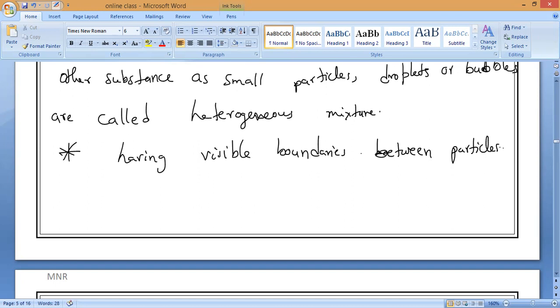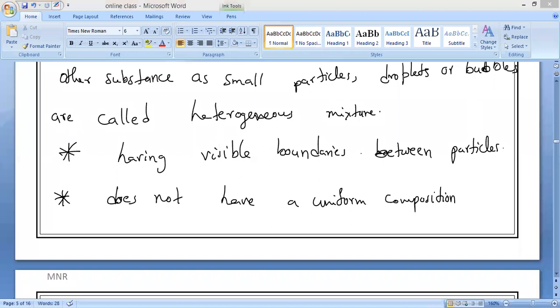Next, is it a uniform distribution or not? No, sir. It does not have a uniform composition throughout its mass. Does not have a uniform composition throughout its mass.